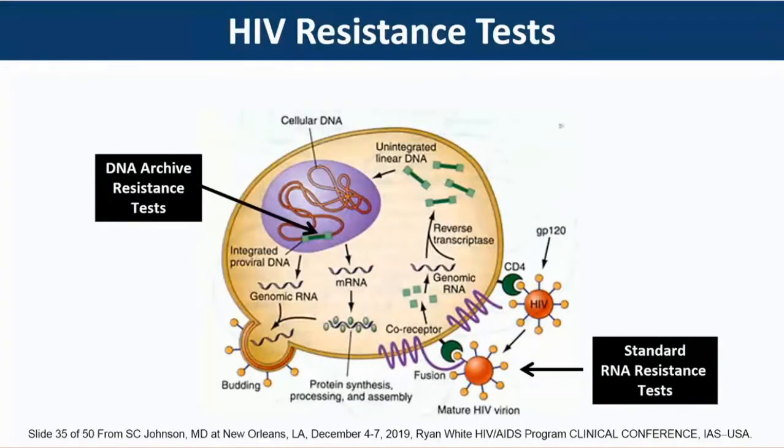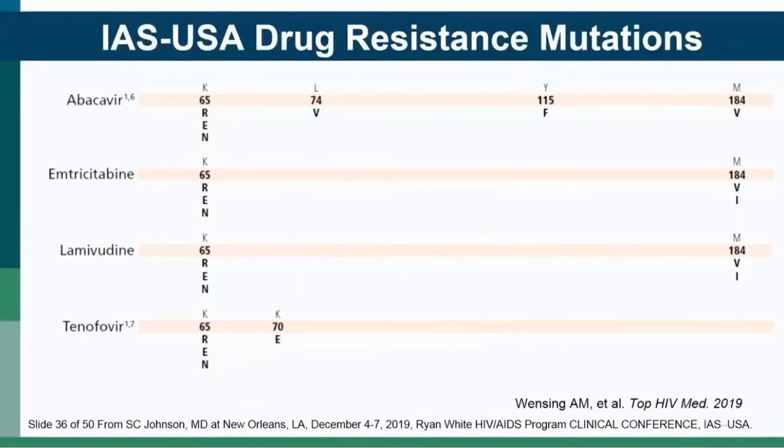Now, HIV resistance tests are part of the initial panel of laboratory tests. We typically do a standard RNA resistance test. We'll talk a little bit about the DNA genotyping and whether that has any role when we talk about switches and antiretroviral treatment failure during the course.